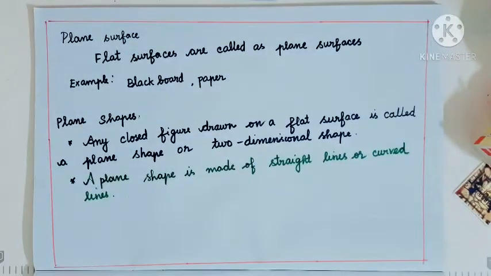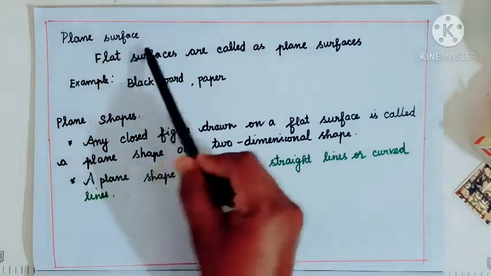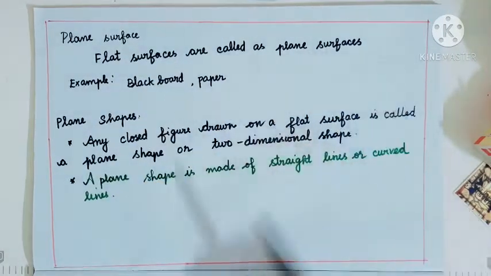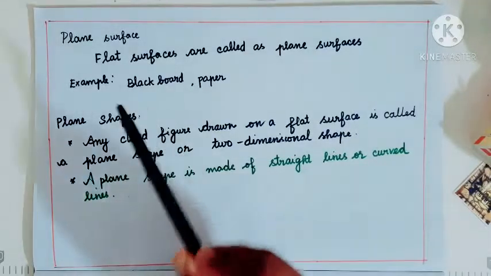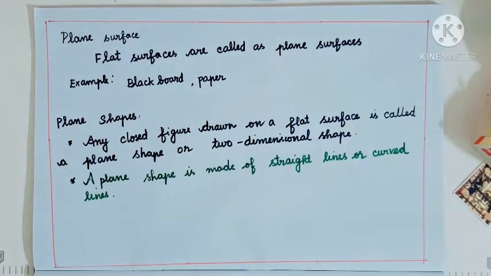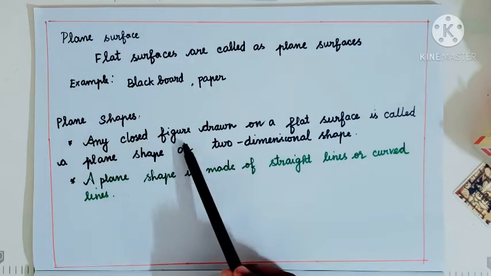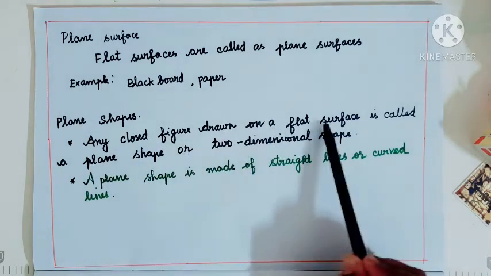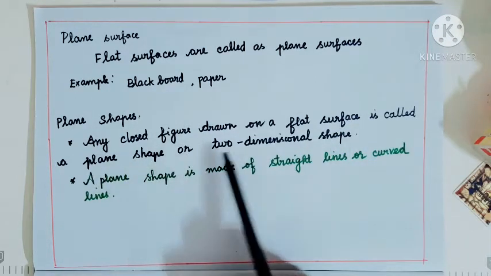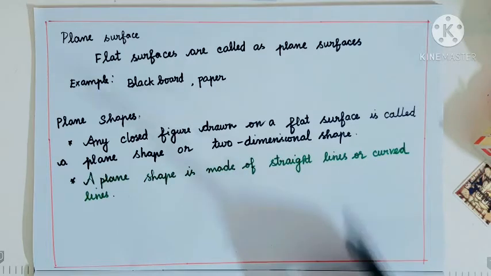What is plane surface? Flat surfaces are called plane surfaces. For example, blackboard, paper, the surface you walk on are flat surfaces. What do you mean by plane shapes? Any closed figure drawn on a flat surface is called a plane shape or two-dimensional shape.